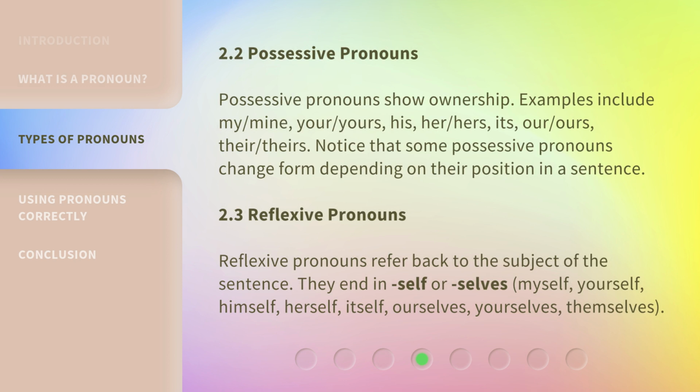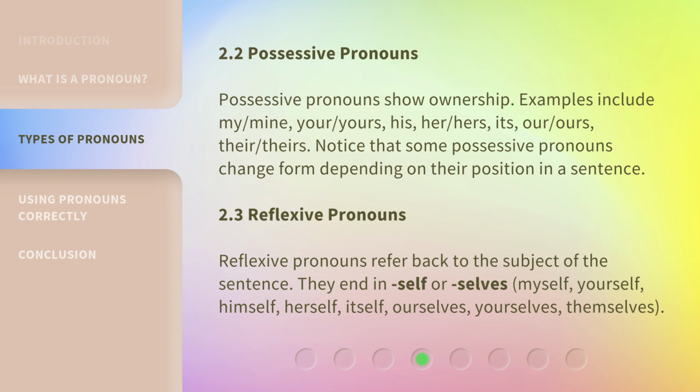2.2 Possessive pronouns. Possessive pronouns show ownership. Examples include my, mine, your, yours, his, her, hers, its, our, ours, their, theirs. Notice that some possessive pronouns change form depending on their position in a sentence.